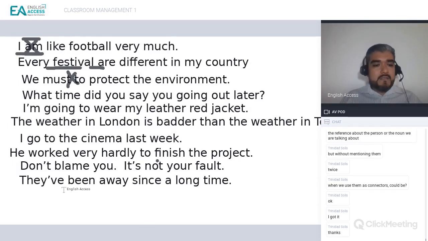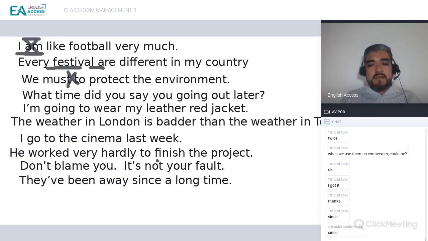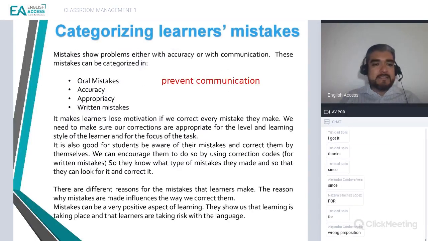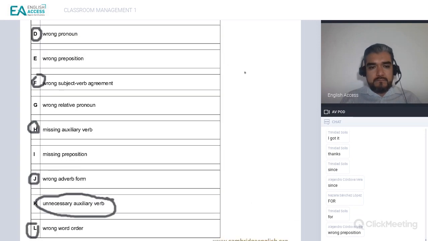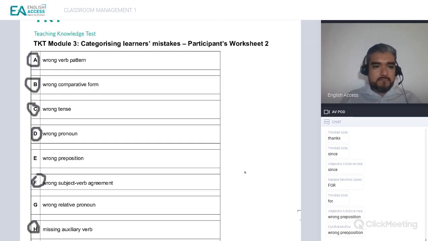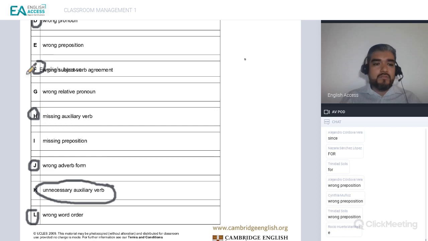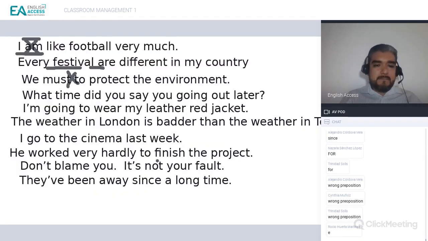Okay, this is the next. They've been away since a long time. What do you think is a mistake there, teachers? Since, right? We might say for, right? What type of mistake is this? Yes, Rocio, thank you. Yes, Cynthia, yes, Trini, yes, Alejandro. It is the wrong preposition. We have only two more. Two more. Let's see.